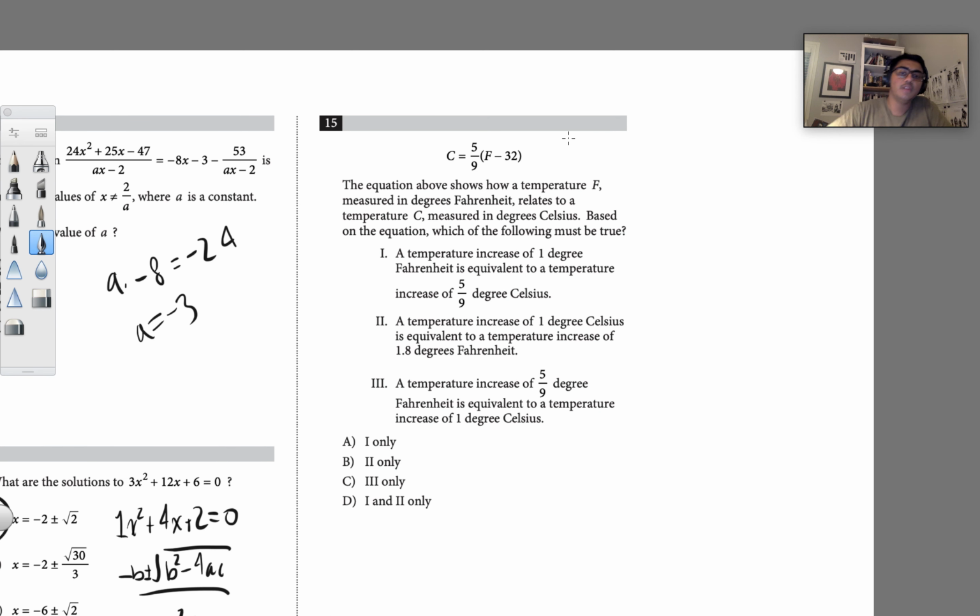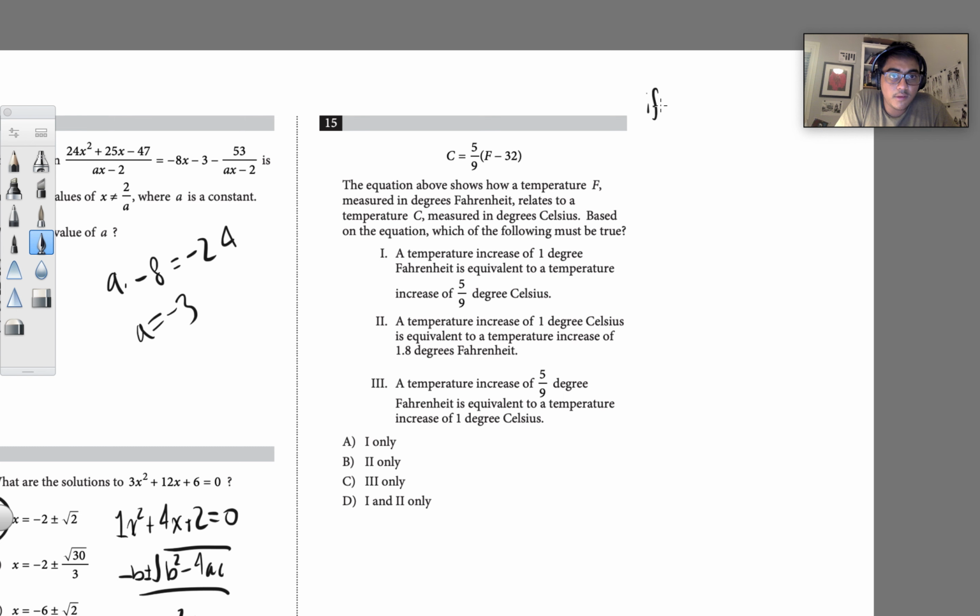The equation above shows a temperature F measured in degrees Fahrenheit related to the temperature C measured in degrees Celsius. Based on the equation, which of the following must be true? So we have 3 conditions here. Okay, let's check condition number 1. A temperature increase of 1 degree Fahrenheit is equivalent to a temperature increase of 5/9 degrees Celsius. Well, let's just do a couple cases here, all right?